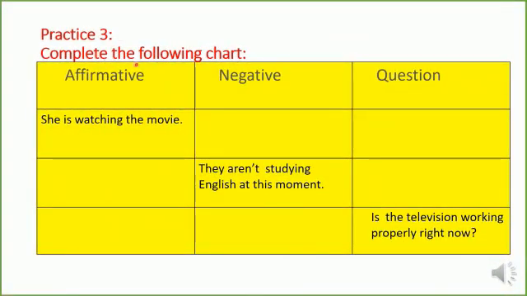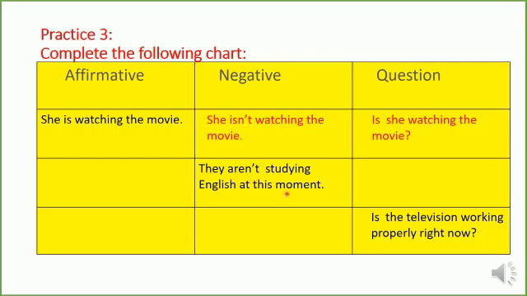Practice 3. Complete the following chart: affirmative, negative, and the question. Sentence 1. She is watching the movie. This is an affirmative sentence. Let us change it into negative by adding the word not after verb to be. She is not or isn't watching the movie. In the question form, let us start with the verb to be. Is she watching the movie?